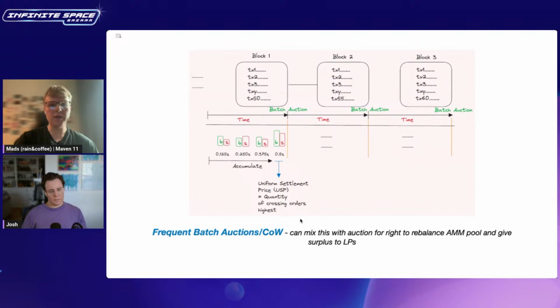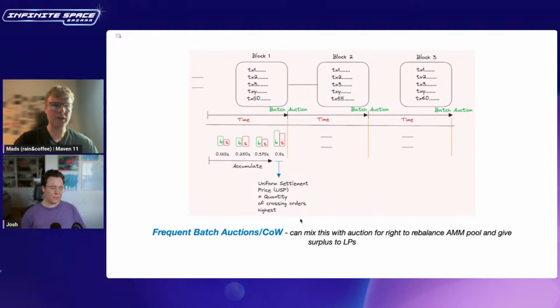So what you can do is set some time period. That could be half a second. It could be a second. And here you accumulate orders that are coming in. Then you have a uniform settlement price, which is where the quantity of crossing orders is the highest. And then you settle on this price, which means you can get very fair pricing for an end user that you wouldn't be able to get if it's based on latency. And you eliminate a lot of the front running or back running that you would otherwise get in a setup that does not have frequent batch auctions.